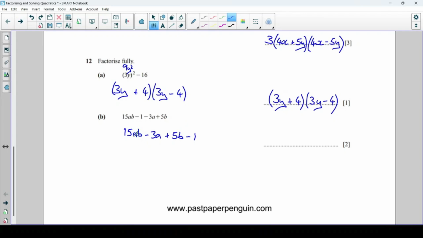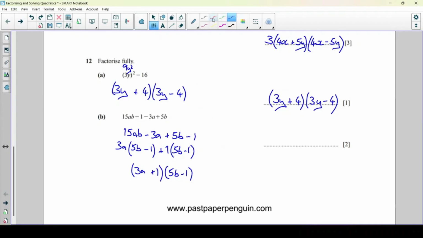Okay, so now there is something I can factorise. I can take 3a out of both of these, and here I want 5b minus 1, and this one I am going to take 1 out, but this time it's going to work. When I take 1 out, I get 5b minus 1, and look, I do get that same bracket this time. So it's 3a plus 1, 5b minus 1.